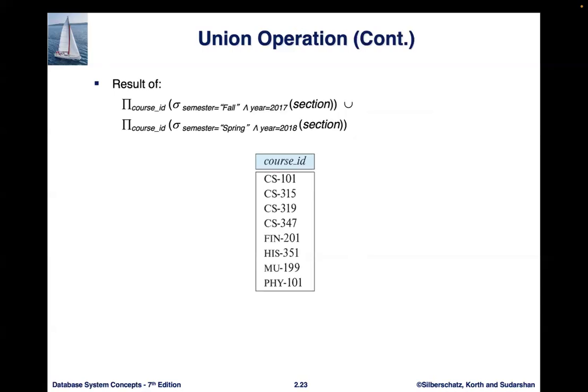So this is the result where we get a lot of course IDs. We only need the projection of course ID. That's why we only got the course ID. Here are the courses that were offered in fall of 2017 or spring of 2018. Either or, basically, it was either offered in this instance or this instance or in both.